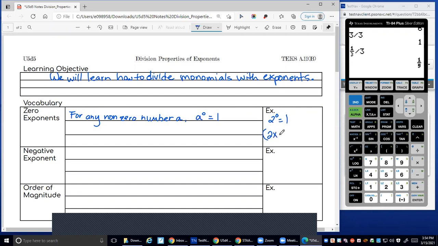2x to the power of 0, still 1. Let's give you something really delicious here. Let's say negative 3x to the second over y to the fifth. Take all of that, put it to the power of 0, and it is 1.